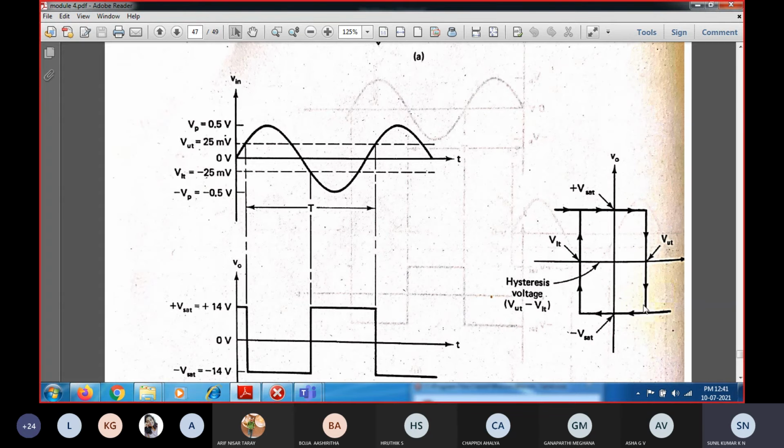So this is the curve, and you can see for a given input how we get the output. This is hysteresis. You might have already studied the hysteresis curve in physics. The same thing we are going to learn in this Schmitt trigger topic also.